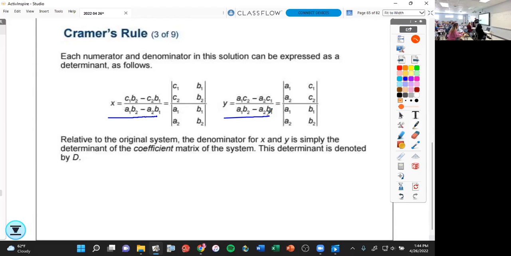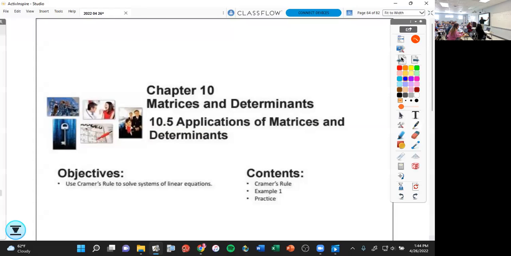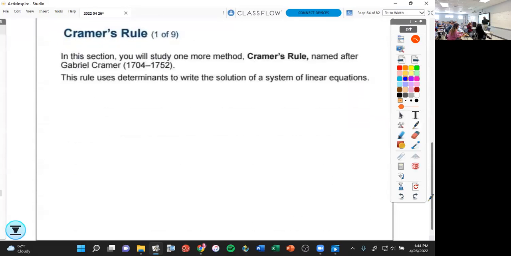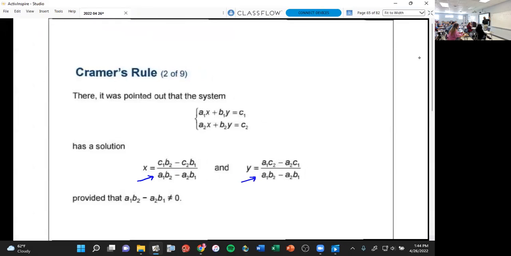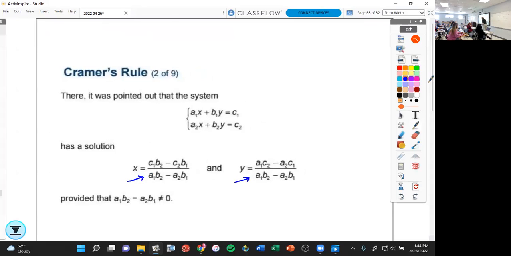Okay. A1 and A2 represent, let's go back to the problem itself and scroll down and come back over. We'll get there in a second. Okay, A1 and A2 represent the coefficients of X, don't they? B1 and B2 represent the coefficients of Y. Y'all good with that? Okay.